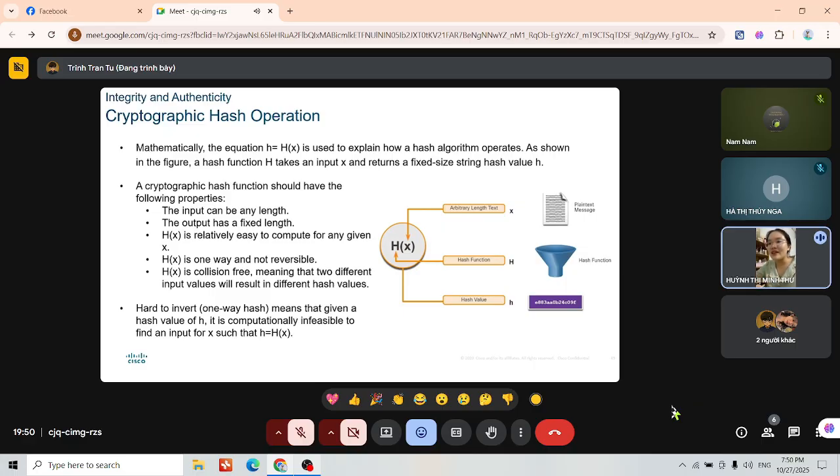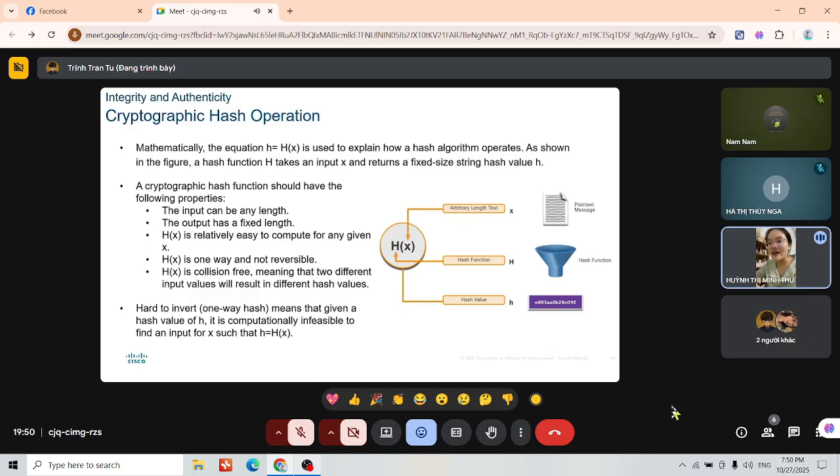And mathematically, the equation h = H(x) is used to explain how a hash algorithm operates. A cryptographic hash function should have the following properties. That is six properties. The input can be any length. The output has a fixed length. H(x) is relatively easy to compute for any given x.